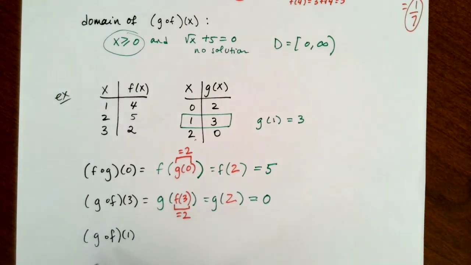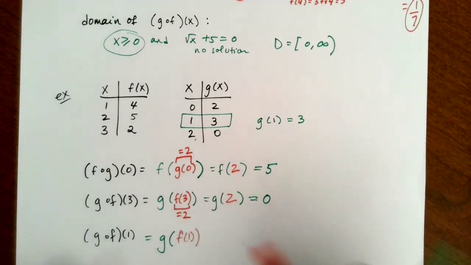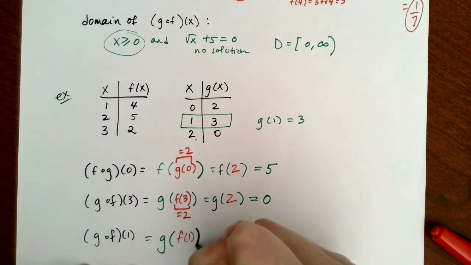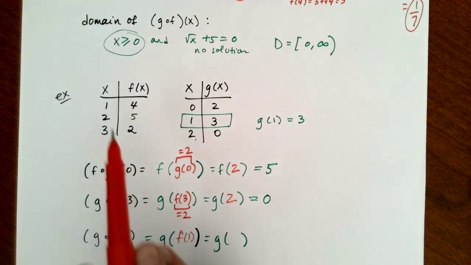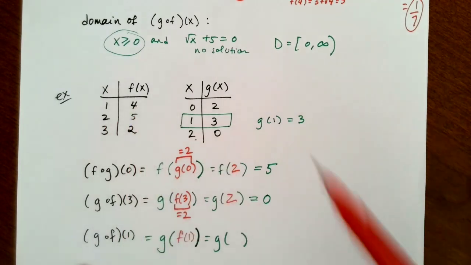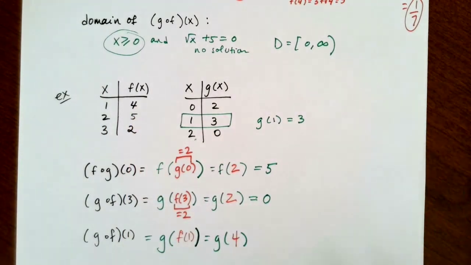The very last one here is g of f of 1. All right, so we'll go to the f of x chart and find the y value that goes with 1. When I plug in 1, I get 4. So this is g of 4. But then here's the weird thing.